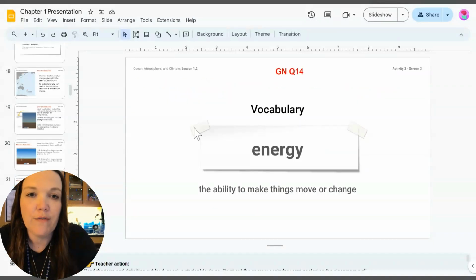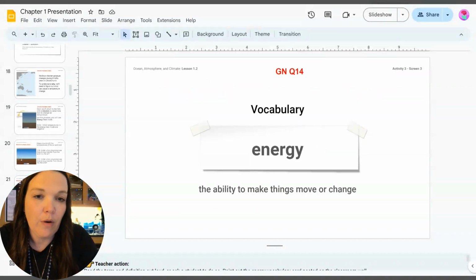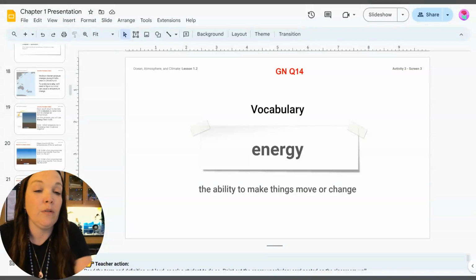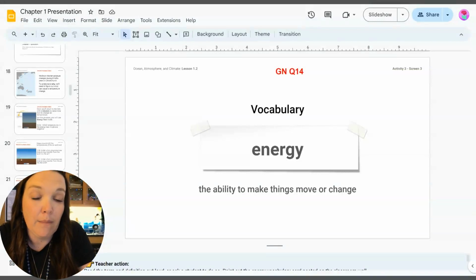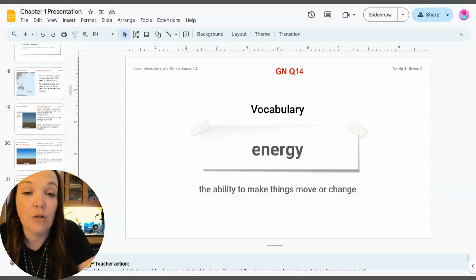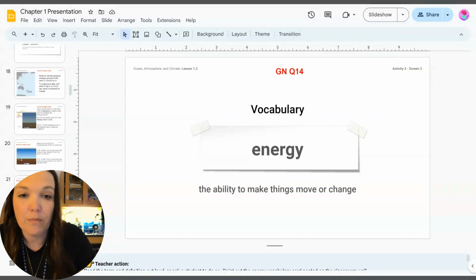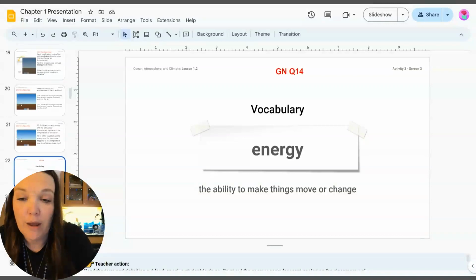Okay, guided notes question 14. We have a vocabulary word. We have energy, and we've seen this several times throughout this year. We had a more specific definition earlier, and we'll talk about that in a second. But for this unit, energy is the ability to make things move or change. If you remember, in the past, we learned that energy is the average kinetic. Nope, never mind. I'm thinking wrong. Energy is the ability to make things move or change. So moving and transferring energy back and forth is going to change temperature, right?